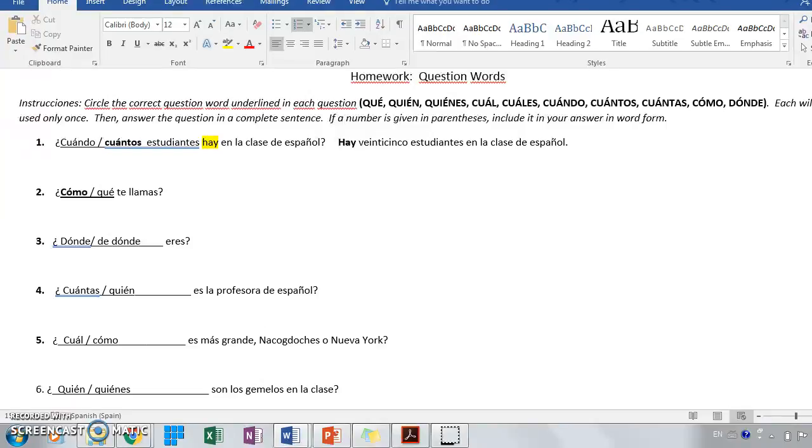So ¿cómo te llamas? We want to put it in yo form because I'm asking you what's your name. So we will say me llamo. Alright, and then just put your name. Okay? So let's say me llamo Roberto.